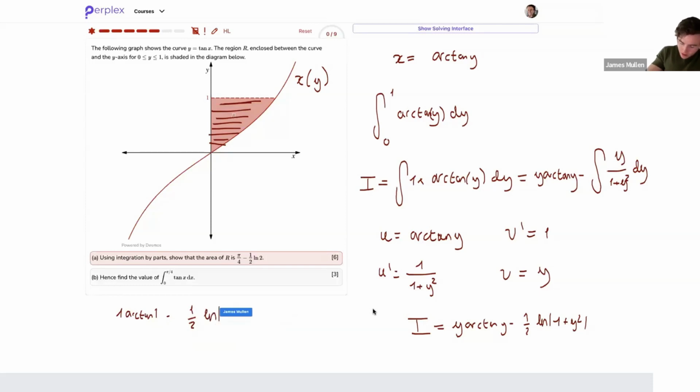which is ln of 2, and then minus, I'm just going to have 0 arctan of 0, which is going to be 0, minus half ln of 1. And half ln of 1 is 0, so it's just going to be 0. Arctan of 1 is pi over 4, and the absolute value of 2 is just 2, so this is pi over 4 minus half ln of 2. And that is what the question wanted us to find. So that is complete.